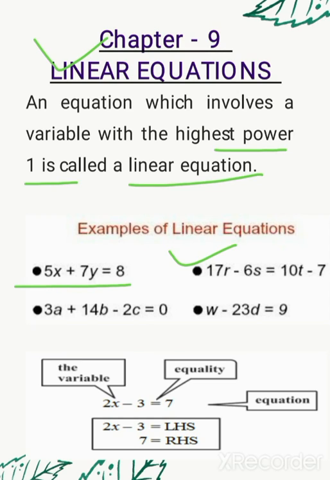And the next point that we must know about equations is the parts of an equation. We can see any equation is divided into two parts, and both of those parts are separated by this equals to symbol. The part which is on the left hand side of this equals to symbol is called LHS, meaning left hand side, and the part which is on the right hand side of this equals to symbol is called RHS, meaning right hand side.